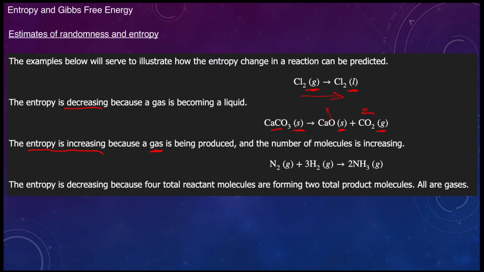Let's have a look at the last one we've got here. We've got nitrogen, we've got a gas, and we've got a gas, but what have we got? 4 moles on this side, and we have 2 moles of gas on the right, so we have a decrease in entropy because 4 total reactant molecules are forming 2 total product molecules, and all are gases, so the state of those substances doesn't really come into play in this particular example. We're just looking at number of moles or molecules being formed.